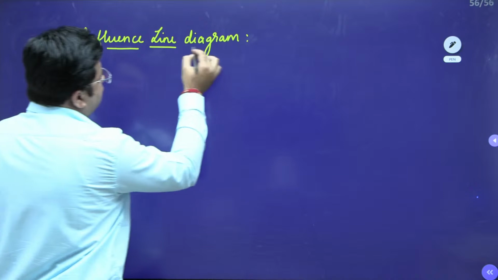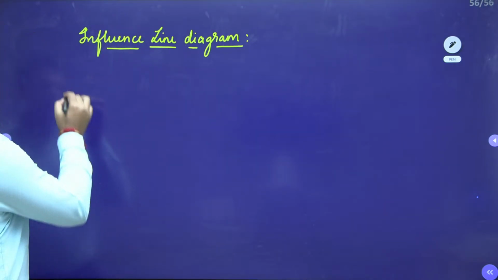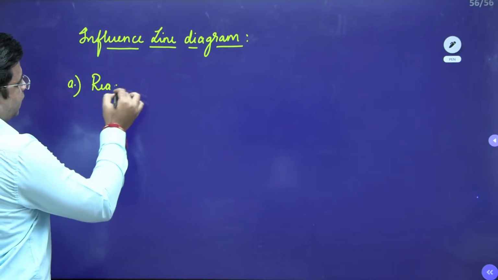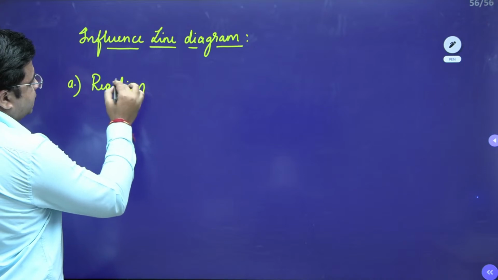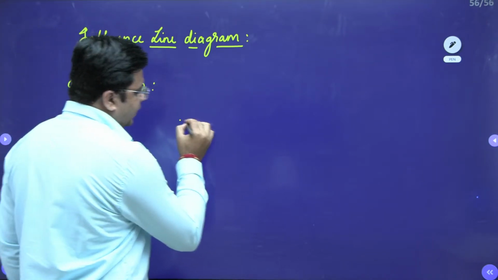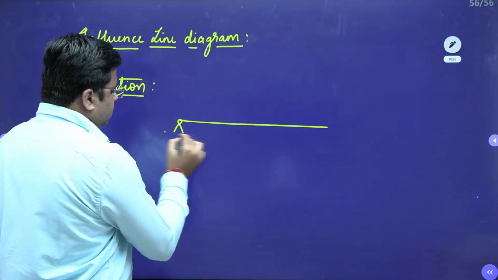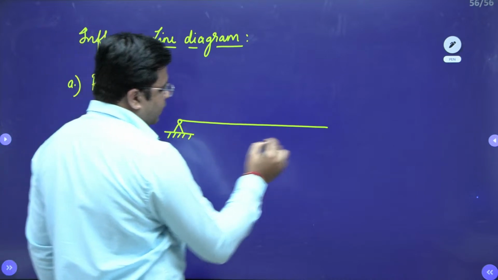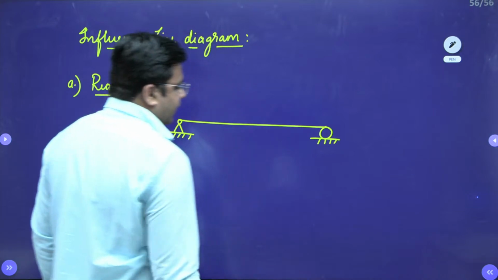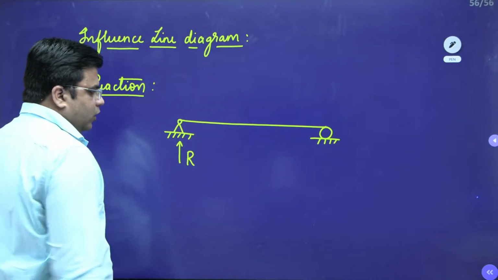So, the Muller-Breslau principle is there for drawing the influence line diagram. If you need to draw the influence line diagram for the reactions, I'll just give you a quick example. For example, this is a simply supported beam, and for this reaction R, you need to draw the influence line diagram.